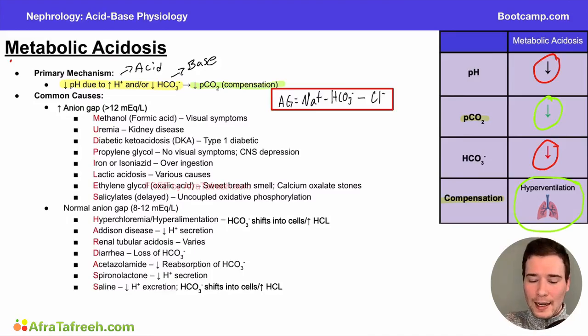We can have an elevated anion gap, which means it's greater than 12 milliequivalents per liter. In addition to the anion gap, you can also get a normal anion gap, sometimes called a non-anion gap metabolic acidosis, which is between 8 and 12 milliequivalents per liter.